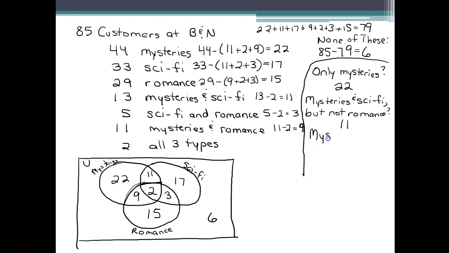Mysteries or sci-fi. Remember, or is union. So mysteries or sci-fi, you've got to take the 22 plus 11 plus 9 plus 2 from the mysteries plus the extra 17 and 3 from sci-fi and add those up. I'm getting 64.